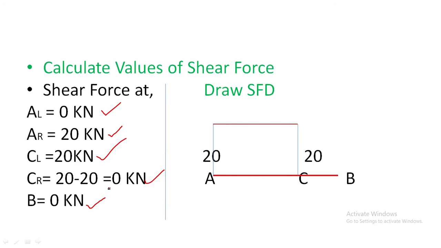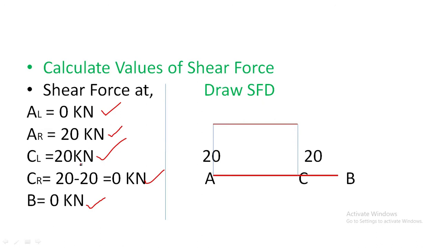Now draw the shear force diagram. While drawing the shear force diagram, first draw the baseline A, C, B. The A of left is 0, A of right is plus 20 kilonewton. The plus values are drawn above the baseline, and minus values should be drawn below the baseline. So plus 20 is drawn above the baseline, which means this 20 kilonewton line is a vertical line on the A.